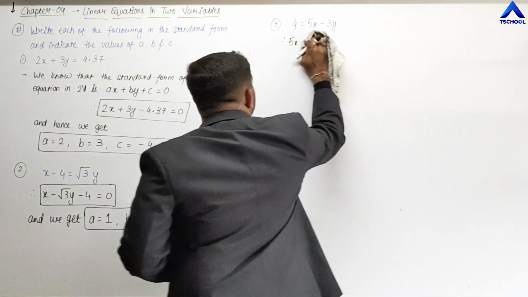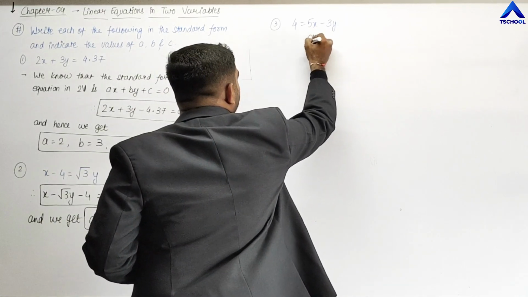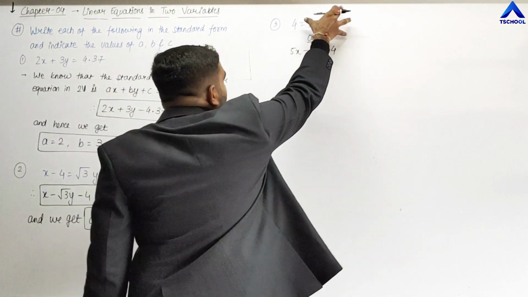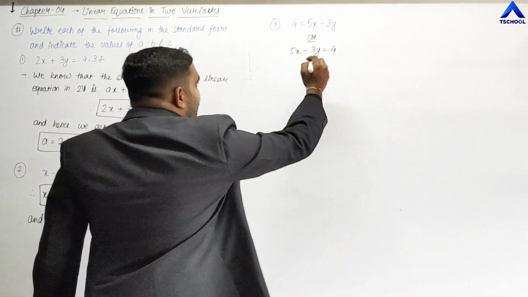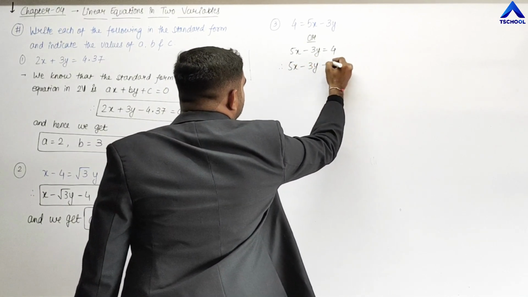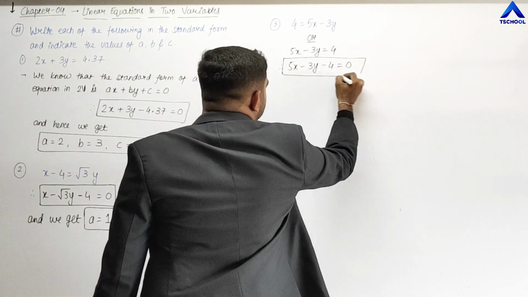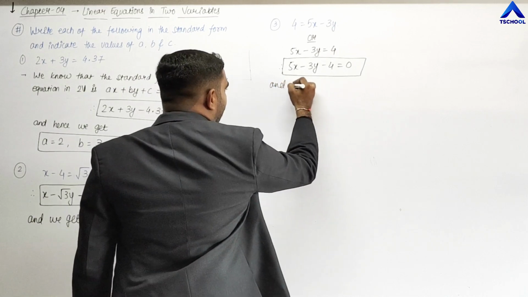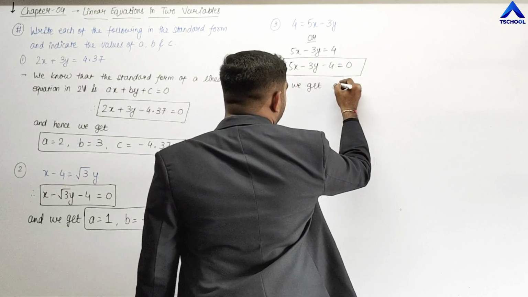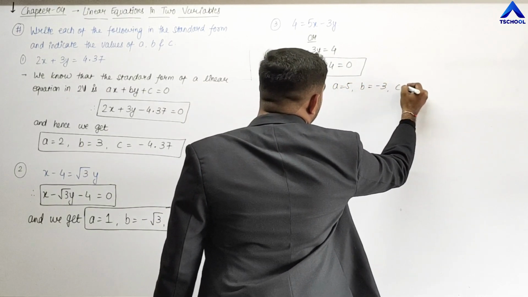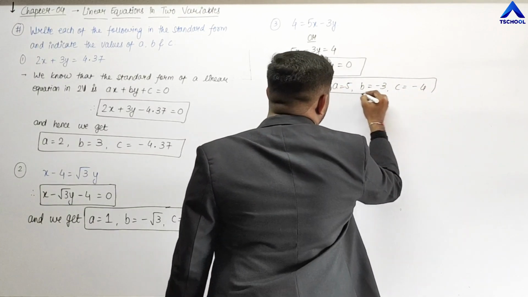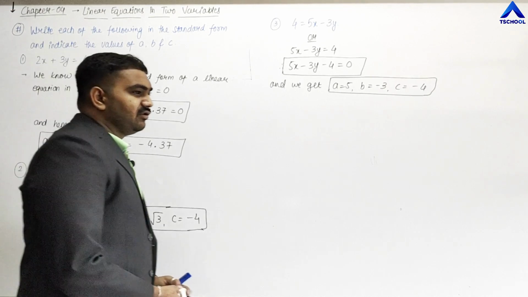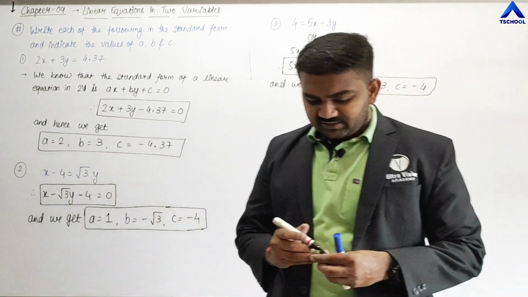We can write it like this, because 4 equals to 5x minus 3y, or 5x minus 3y equal to 4. In the reverse way, what I have done, I have written the right side first and the left side next. Therefore 5x minus 3y minus 4 is equal to 0. So this is the standard form here, 5x minus 3y minus 4 equal to 0, and we get a. What is a? 5, b is minus 3, and c is minus 4, right? So that is how we get these values, that is a equals to 5, b equals to minus 3, and c equals to minus 4. Okay, so those are the values of a, b and c for this example.